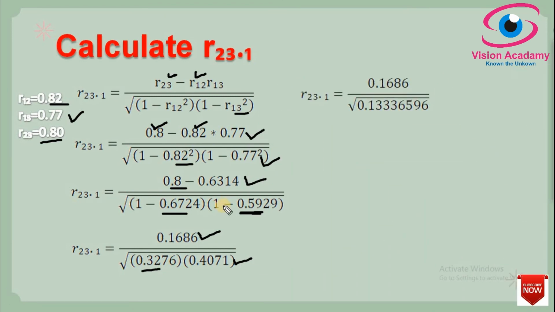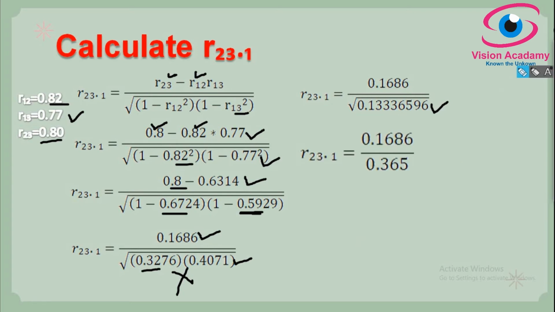So now I have to multiply in the denominator. I have to multiply 0.3276 into 0.4071, that is 0.13336596. In the further step I will take the root of this value. When I take the root of this value, I got 0.365. In the next step I have divided 0.1686 by 0.365. So R23.1 will be 0.46.